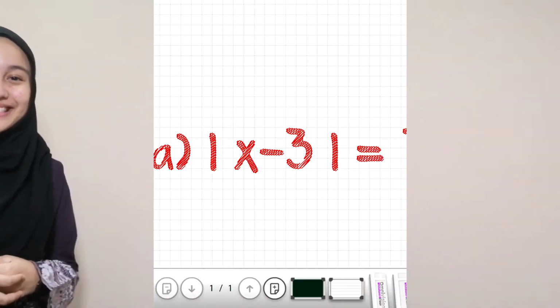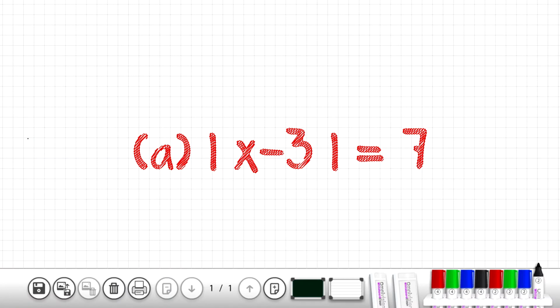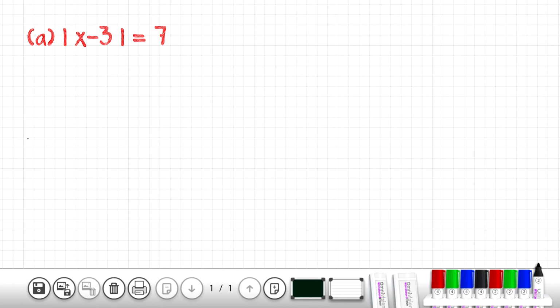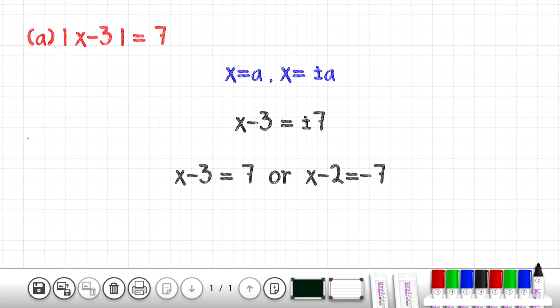Let's go! If we take a look at this question, our aim is to solve for the value of x. But we have to remove the modulus first. By using this formula, to remove the modulus, we have to put a plus-minus sign on the single numerator value, which is 7. Next, from this equation, we separate it into 2: the single numerator will be positive on the left side and negative on the right side. Finally, after we solve it, the value of x will be 10 or negative 4.